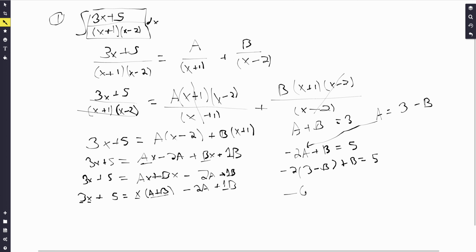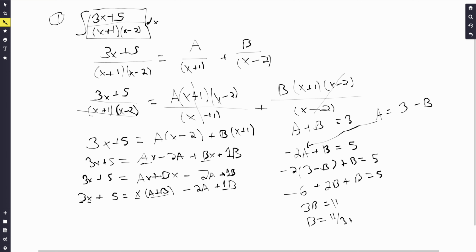Okay, so now I just plugged in a here, and now just distribute these. So this would be negative 6 plus 2b plus b is equal to 5. Moving that 6 to the other side and combining these terms, it would be 3b is equal to 11. And then we can divide and find out that b is equal to 11 thirds. Okay, we found out what b is equal to.